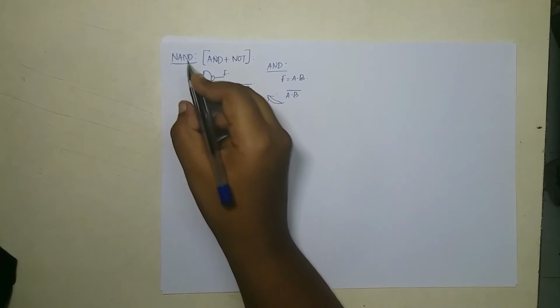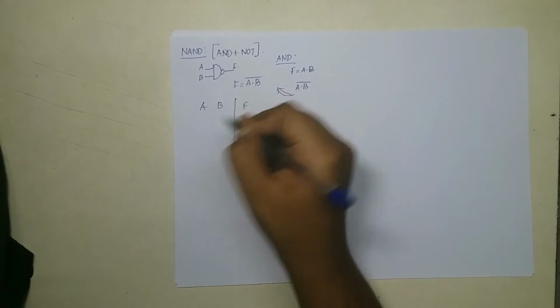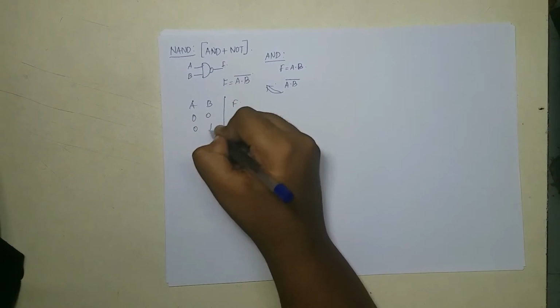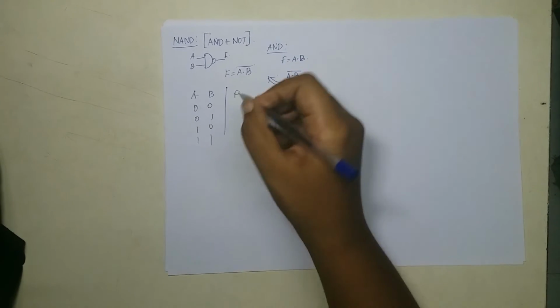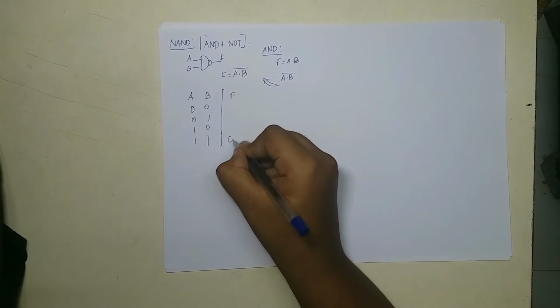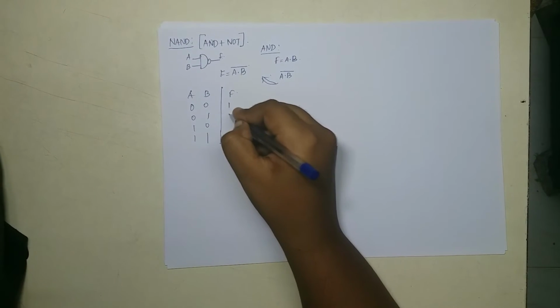Then the truth table of NAND gate is A, B and the output F. It has four combinations: 0, 0, 0, 1, 1, 0, 1, 1. And here, if both the inputs are 1, the output will be 0 in the case of NAND gate. For other combinations, output will be 1.